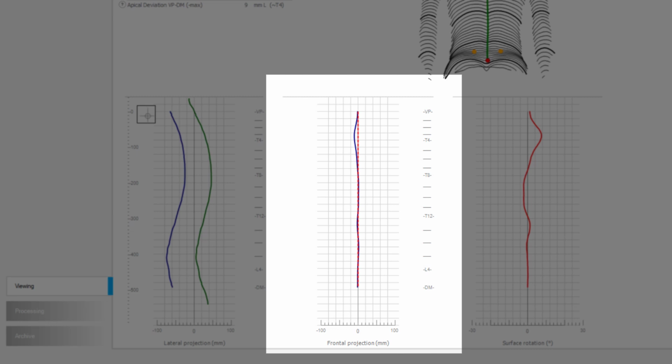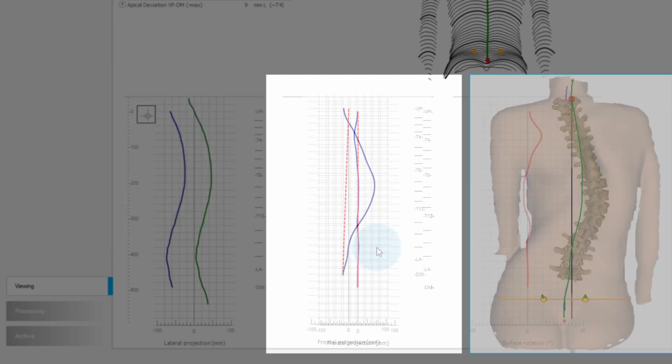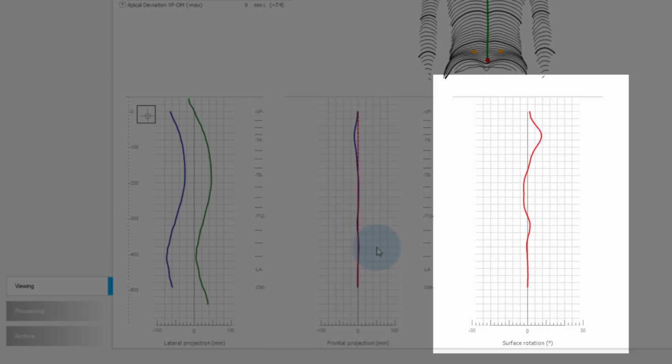The graph is fixed cranially to VP so that the zero line of the coordinate system represents the vertical plumb line of VP. This brings us to the second tabular parameter, coronal imbalance. For better emphasis, a red dashed line is still visible in the coordinate system. It directly connects VP and DM. If the line deviates at the lower end from the 0 point, we speak of coronal imbalance. Thus, if DM is to the left of 0, this is quantified as coronal imbalance to the right. The plumb line then falls to the right of DM. Let us move on to the third graph, surface rotation.